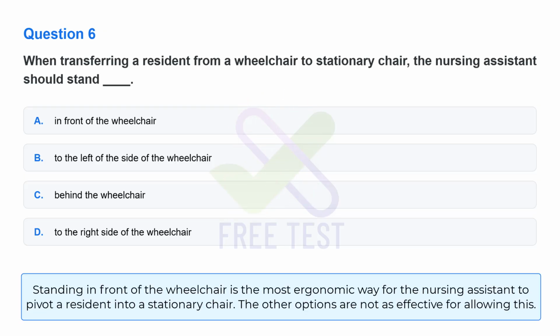The correct answer is A. In front of the wheelchair. Standing in front of the wheelchair is the most ergonomic way for the nursing assistant to pivot a resident into a stationary chair. The other options are not as effective for allowing this.